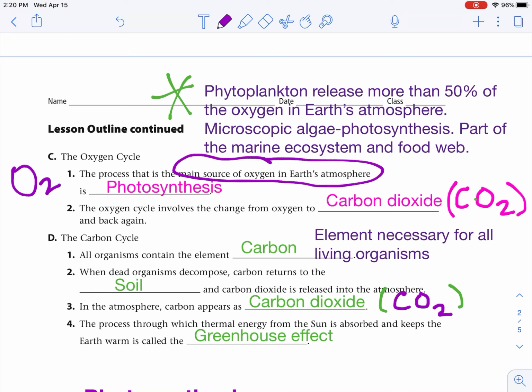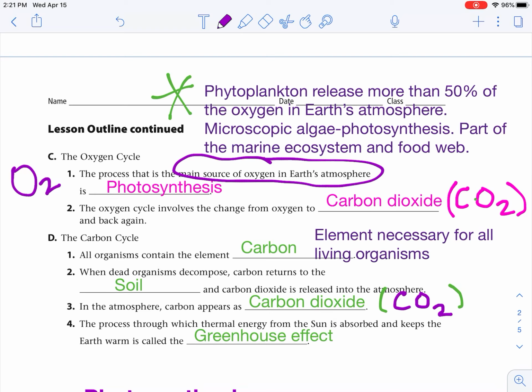Well, phytoplankton is microscopic algae. It's going to be in your oceans, which cover 70 something percent of the surface of our earth. They undergo photosynthesis, and we know that with photosynthesis the byproduct is oxygen. So if we have all of this algae in all of these oceans undergoing photosynthesis, we're releasing an enormous amount of oxygen. More than 50% of the Earth's oxygen is due to this plant.